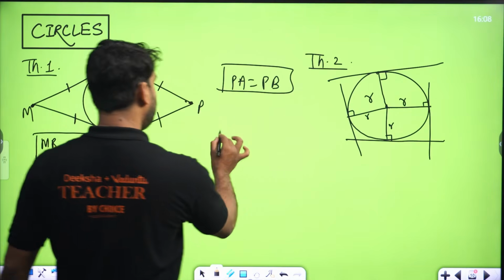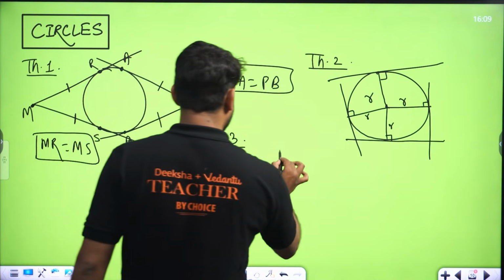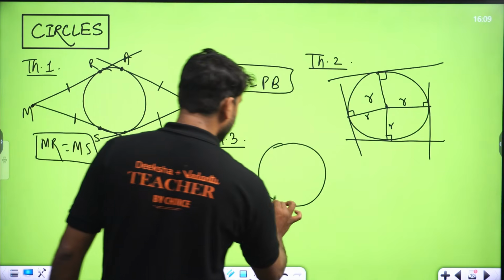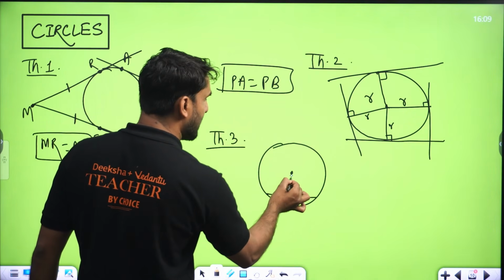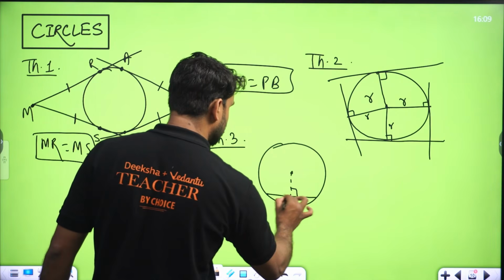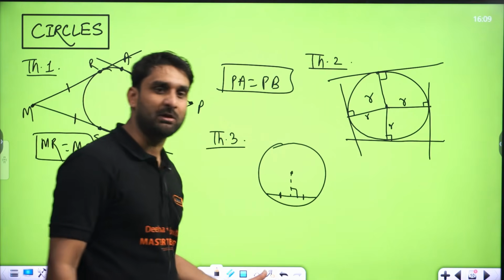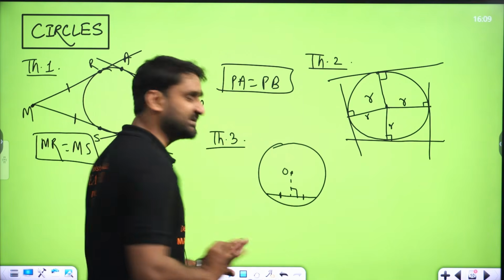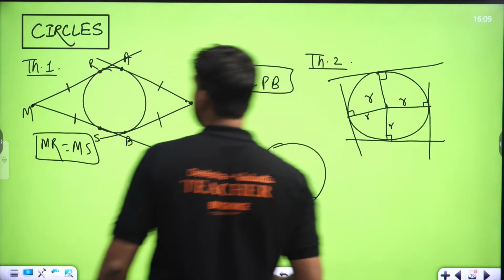Now theorem number 3. If there is a chord and this is the center, and you draw a line from the center perpendicular to the chord, it always bisects the chord into 2 equal parts at 90 degrees. So this is the theorem, my dear.